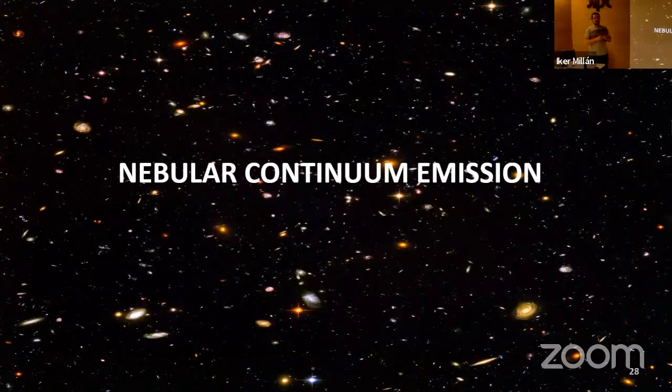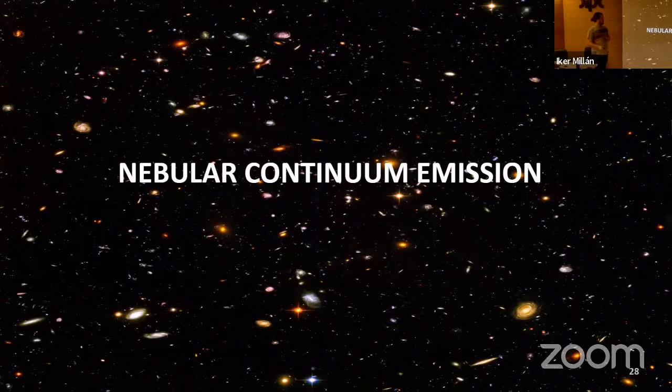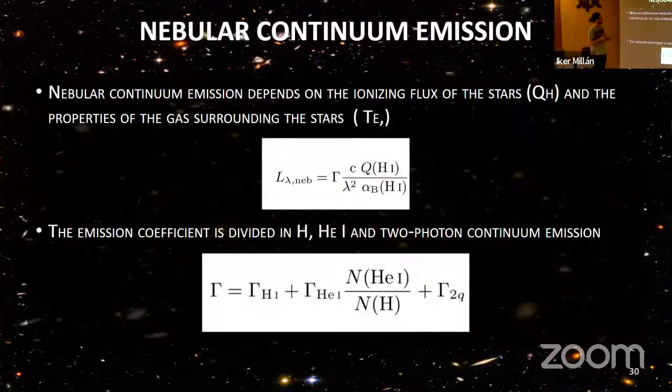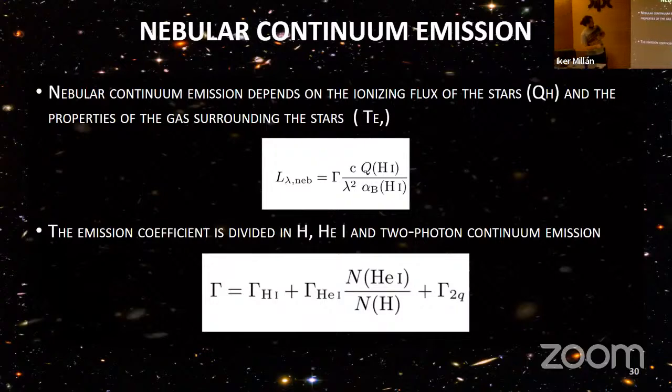So once we have the stellar contribution computed, we compute the nebular continuum emission, because in a star formation process, not all the gas that begins the process ends up as stars. In the majority, it's left over. This gas can be heated by ionizing radiation. If there is a powerful ionizing source, it will heat up and emit lines, of course, but it will also emit a continuum emission. This continuum emission depends on the ionizing flux of the stars, the amount of ionizing photons that the population emits, and the properties of the surrounding gas, the electron temperature and the electron density.